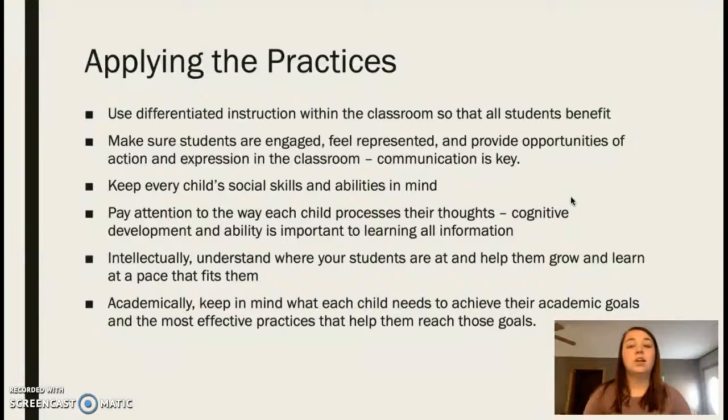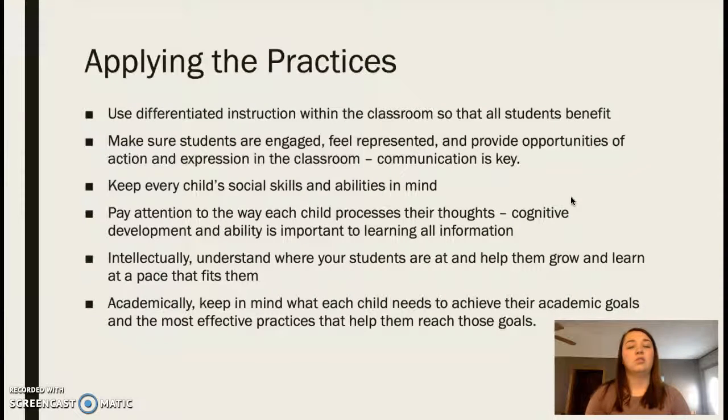Through the universal design, it's important to keep students engaged, make sure that they feel represented within the classroom, and that you're representing them to other students in the classroom in a positive light. And also just provide opportunities for action and expression in the classroom. Communication is a big thing with the universal design for instruction. I just think that communication is key when it comes to anything. So making sure that that communication and expression is very known in your classroom is really going to help.